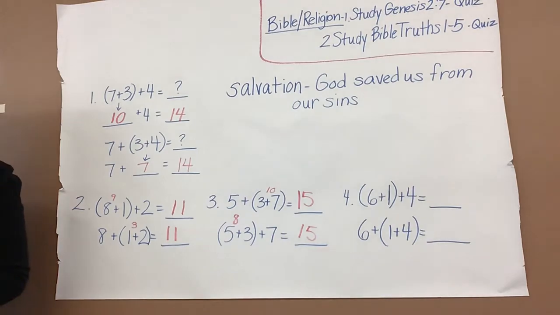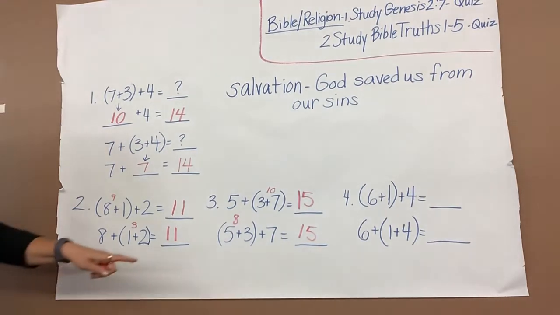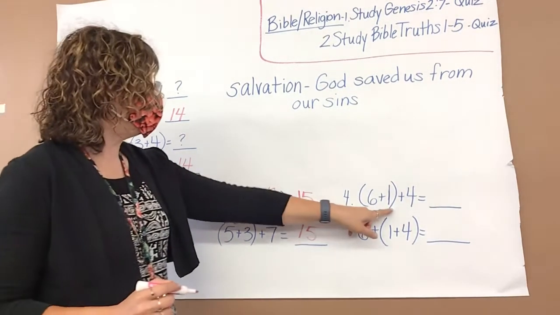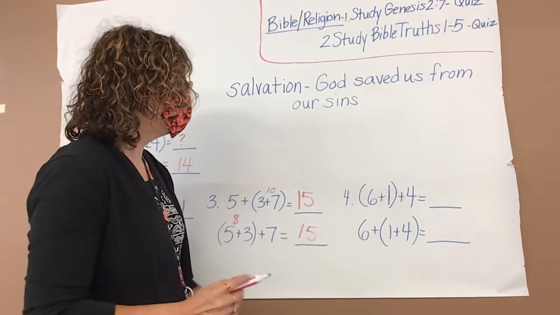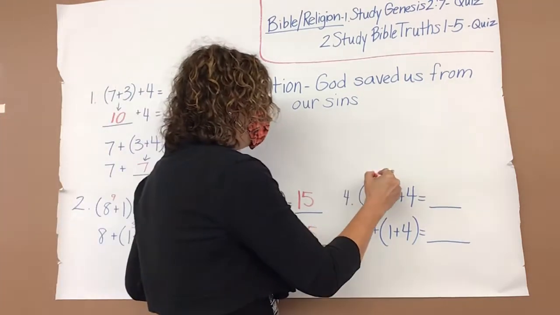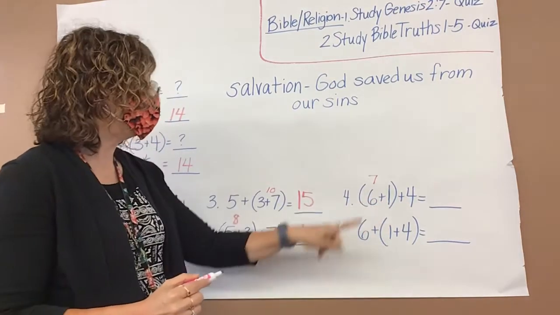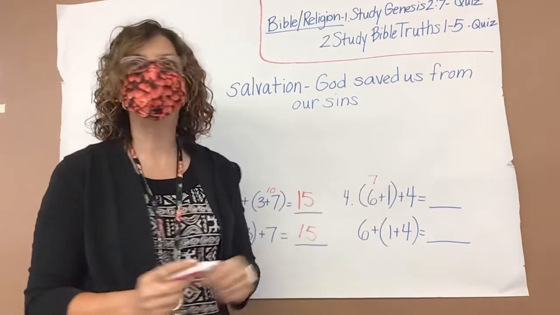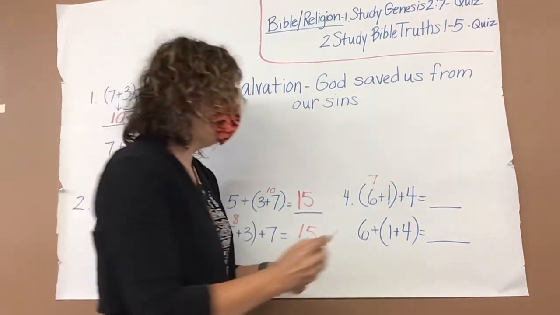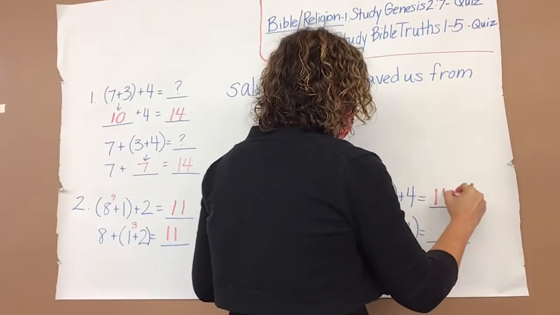Are you keeping up with me? Okay. Last problem of this kind on the front, 6 plus 1? 7. 7, so put a 7. That's what's in parentheses. Now we're going to say 7 plus 4 more. 11. 11.